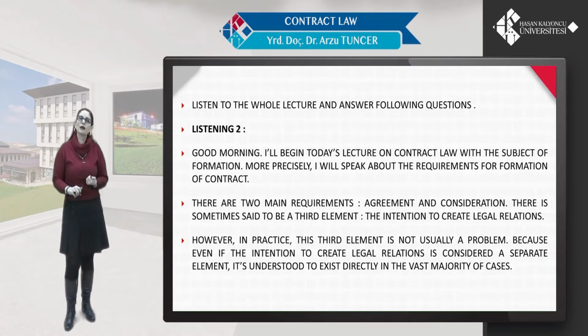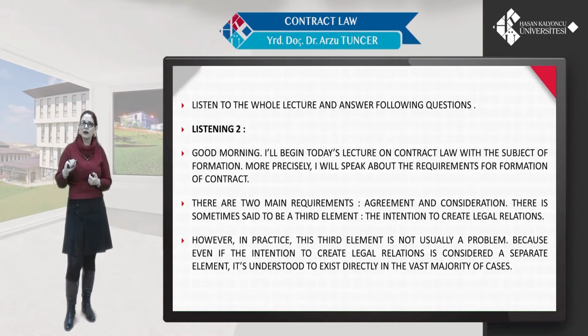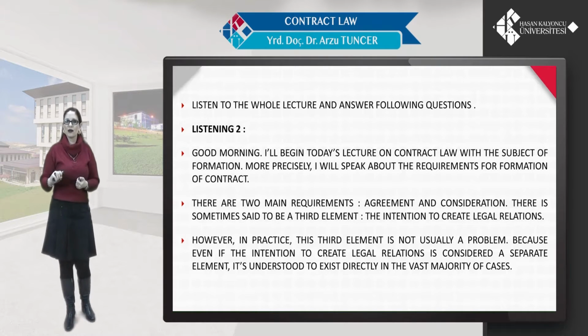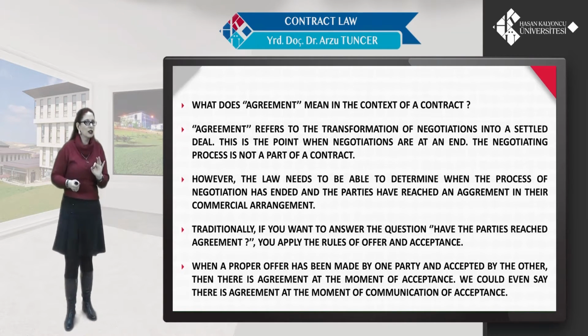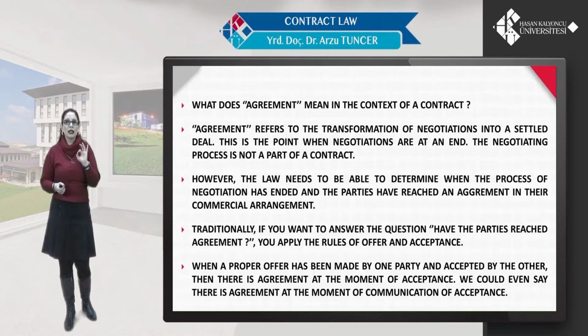What does agreement mean in the context of the contract? Agreement refers to the transformation of negotiations into a settled deal. This is the point when negotiations are at an end. The negotiating process is not a part of the contract. You have to be careful here. However, the law needs to be able to determine when the process of negotiation has ended and the parties have reached an agreement in their commercial arrangement.